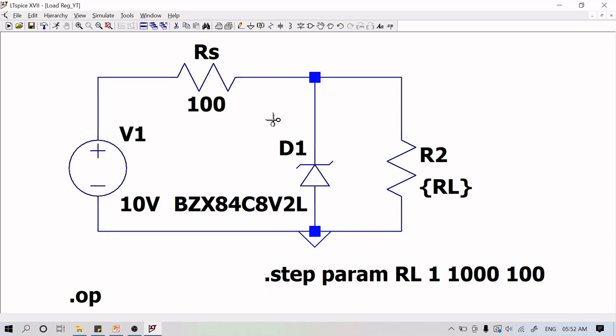So that's it, nothing more to explain. We'll go for the simulated output. Here this is very important. I explained this command, .step param RL 1 to 1000 with a step increment of 100. It should represent the parameter form. Let me save and run it.